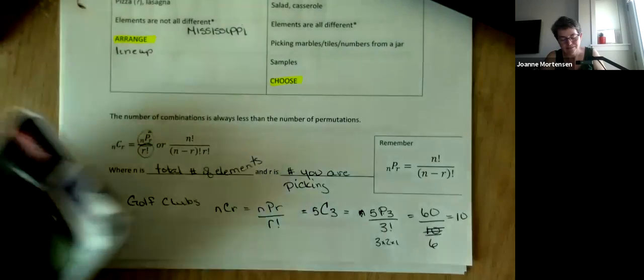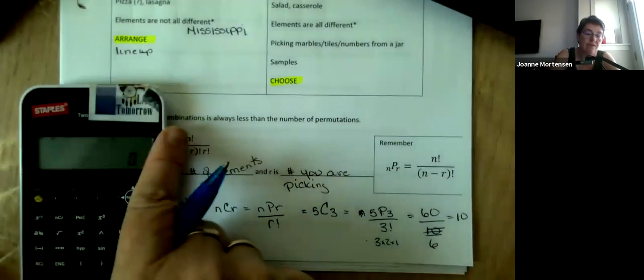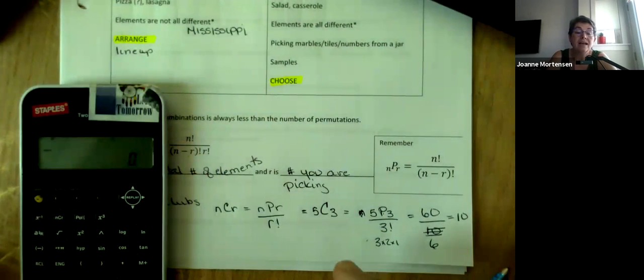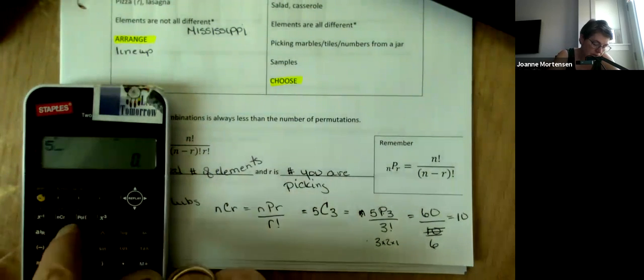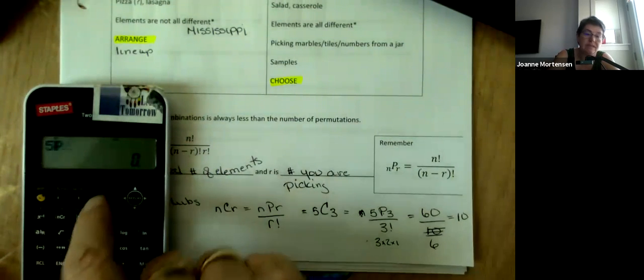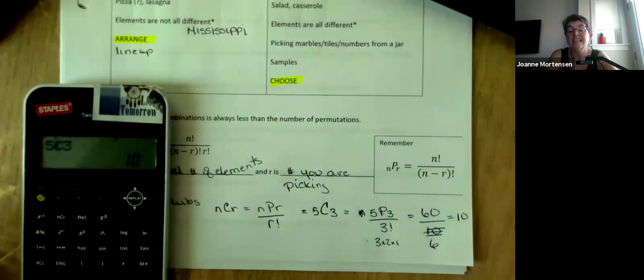But you know what, guys? If your magical calculator has a permutation button, it's going to have a combination button too. I just need to go 5, second function, nope. See how I did a P there? That's not what I want. 5, choose, 3, done, 10, end of story.